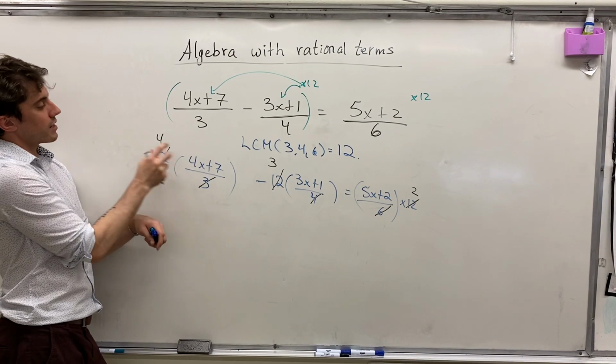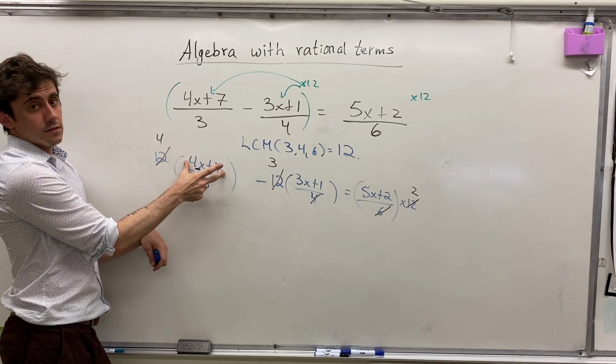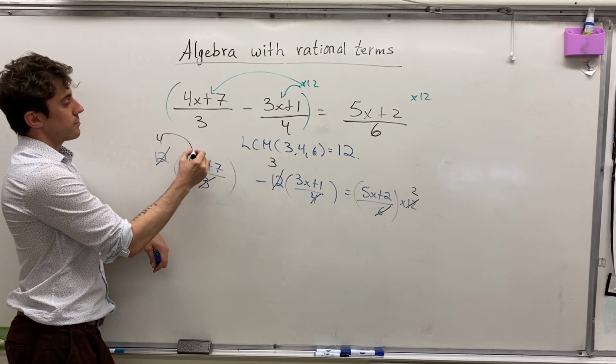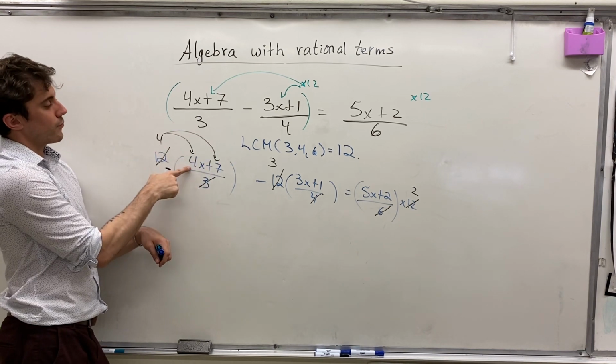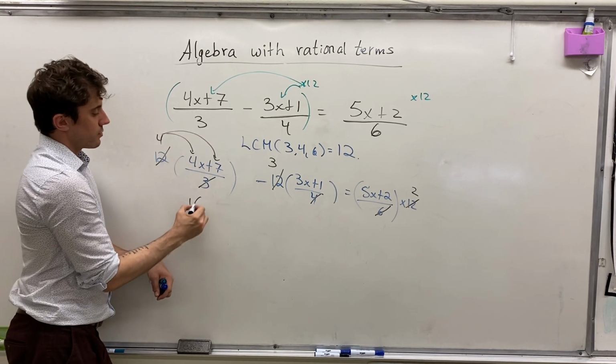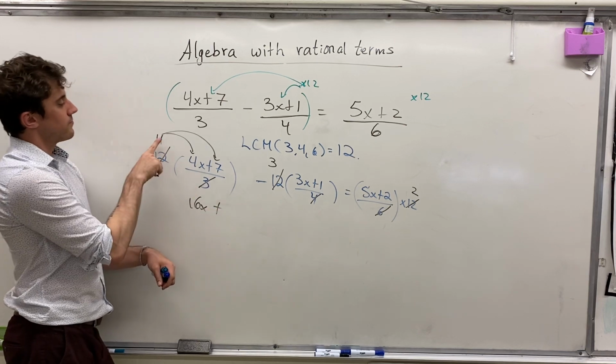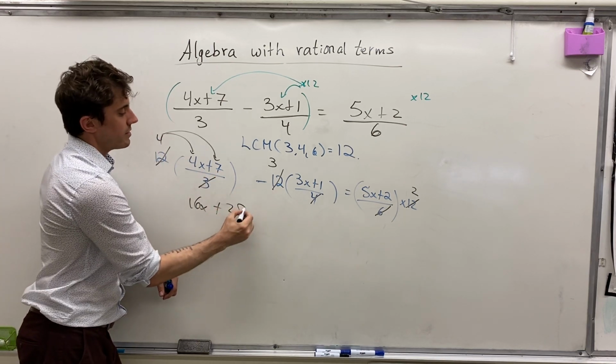So we have 4 times 4x plus 7. Again, the 4 hits each term. So the 4 hits the 4x and the 4 hits the 7. And so 4 times 4x starts us off with 16x plus 4 times 7 means 28.